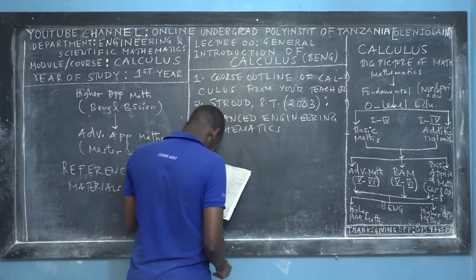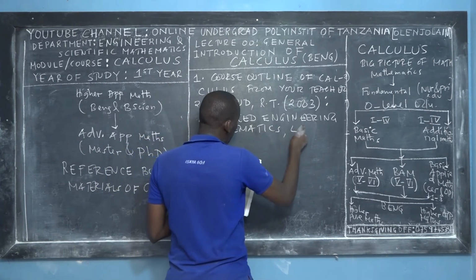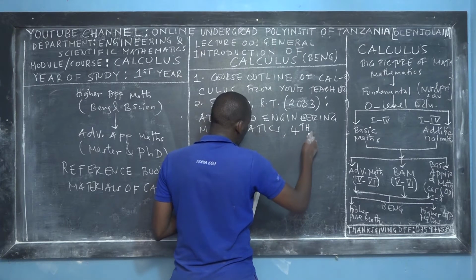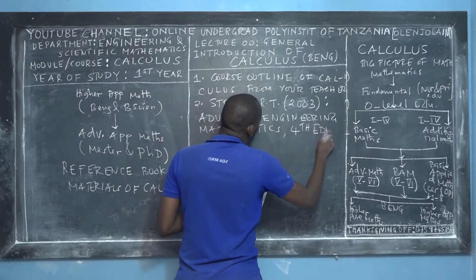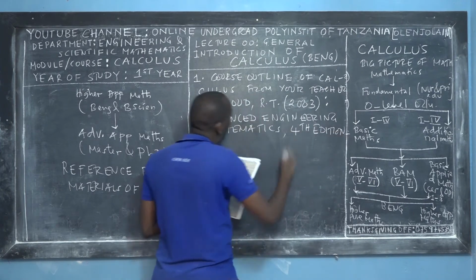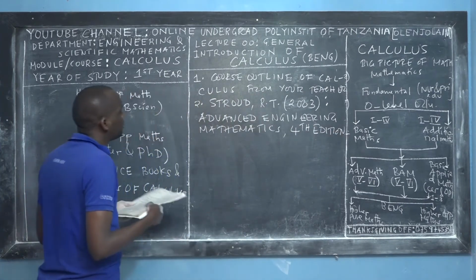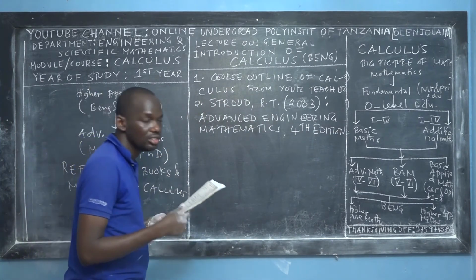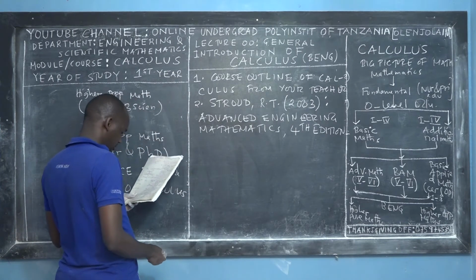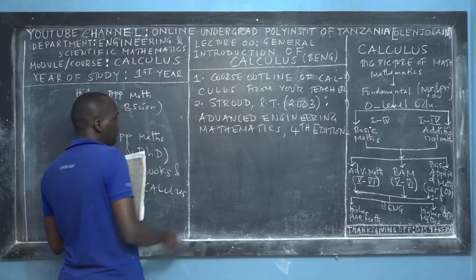Advanced Engineering Mathematics, and you have to read the first edition. You can have a soft copy of these reference books or material, or the hard copy. That's the second reference book.